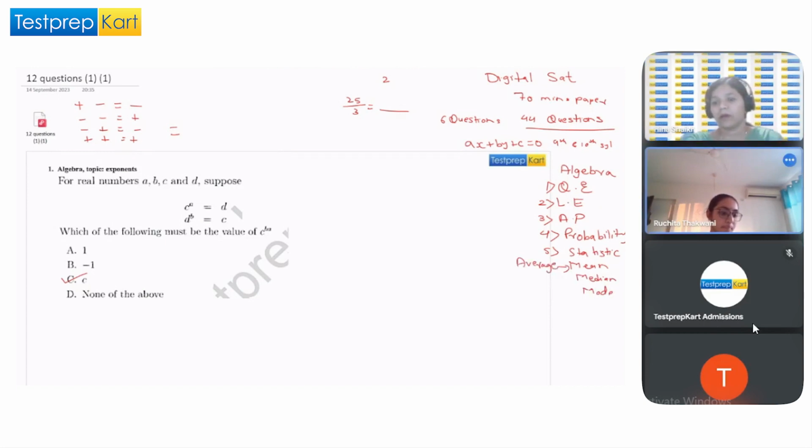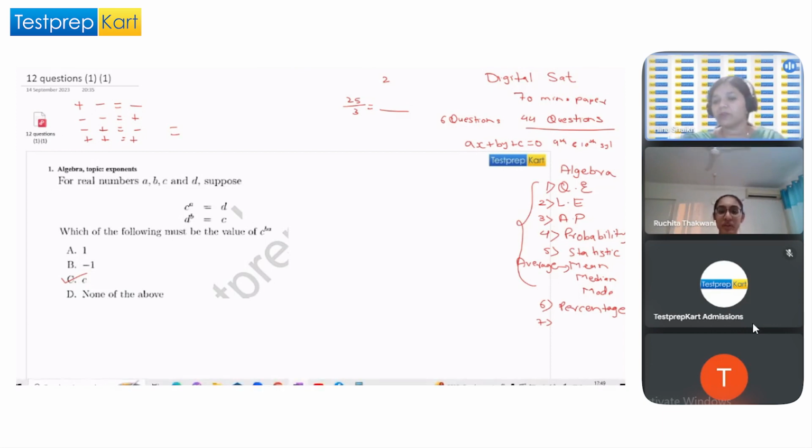Then we have percentage. Like, 12 girls and 6 boys are present, so what percentage of boys are present out of the total? Like these questions will be there. We solved these in grade 8. These parts you would have done in 10th, but basic questions will also come, like percentage, fractions, then questions on laws of indices.